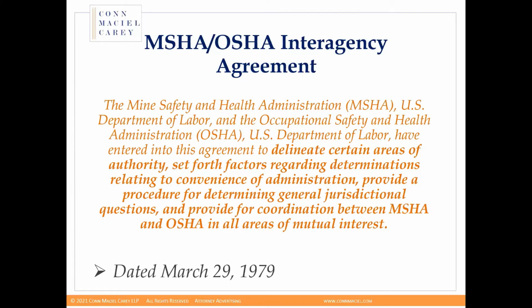It is going to set forth factors regarding determinations, and it's going to look at the convenience of the administration, meaning is one regulator a lot closer or a lot better situated to enforce and regulate a particular work site. It's going to look at determining the jurisdictional questions and coordination between the areas where MSHA and OSHA might have a mutual interest in regulation. So it's really just that document that sets out the basics for who has jurisdiction over what.